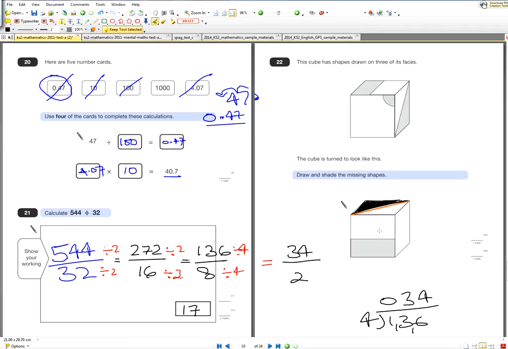Okay, so that one. And then we need that little circle in the corner, and that will be... Oops, I did it the other way.